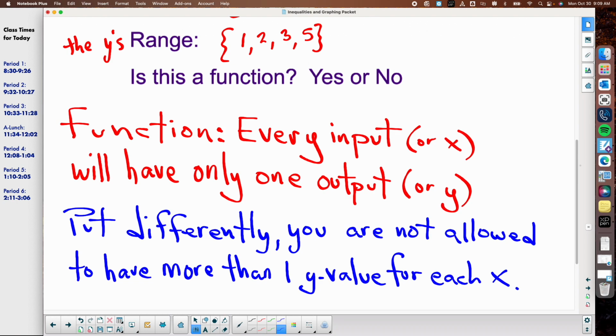Okay, so a function is when every input, or x value, has only one output or y value. Most of the time, you're going to figure out if something is not a function. That's easier to look for. It's actually kind of hard to look to see if something is a function. It's much easier to look if something is not. So what's written in blue is what we're actually going to look for.